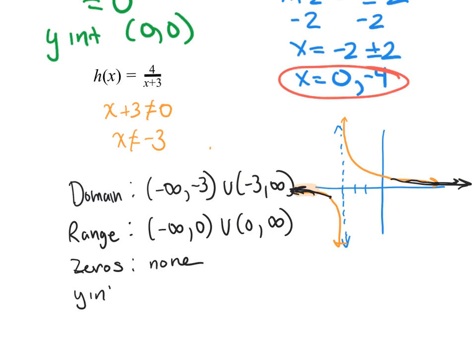Now, for the y-intercept, we'll do h of 0, so we'll just plug in 0 for x. So we get 4 over 0 plus 3, which is 4/3. So (0, 4/3) is our y-intercept, and that makes sense in this sketch of my graph. It's some value above 0.